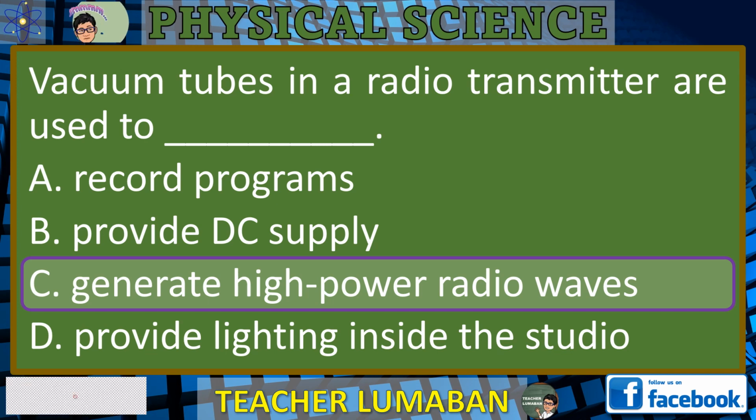Option B, providing DC supply, is not the primary purpose of vacuum tubes in a radio transmitter. While vacuum tubes require a power supply, their main role is not to provide a DC supply but rather to generate and amplify radio frequency signals.